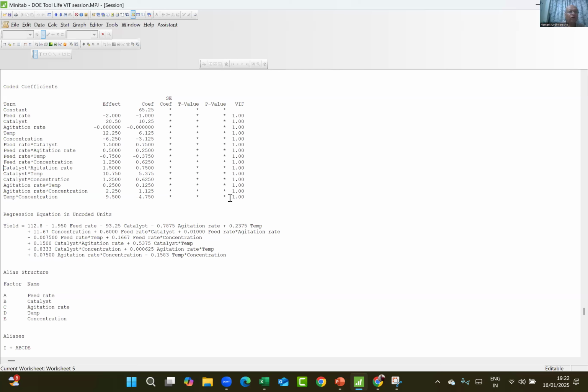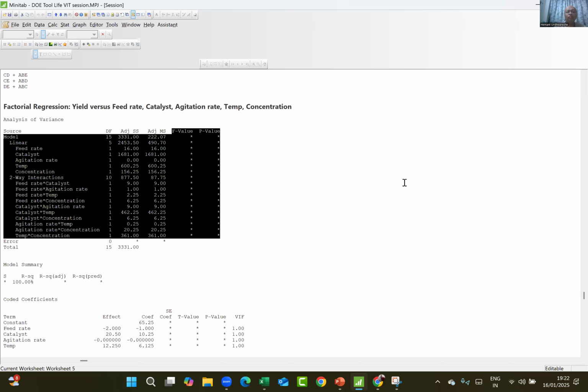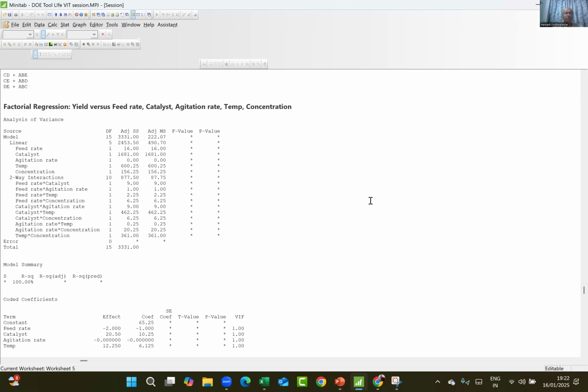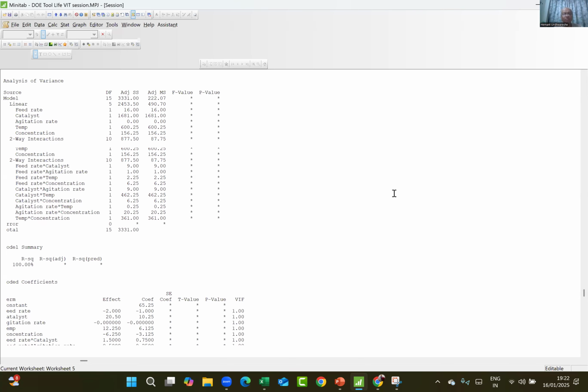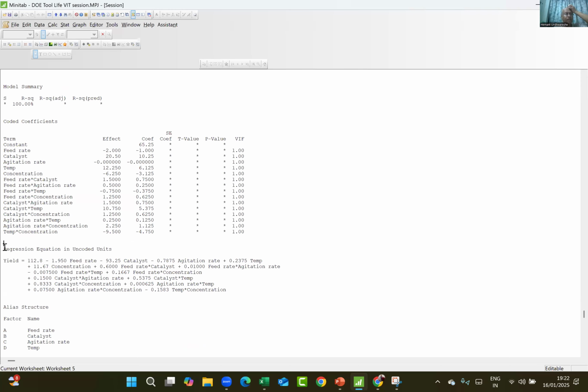So if you look at the effect, this is the ANOVA table, I'm sorry. The error term has 0 degrees of freedom here, and therefore the F value, F distribution and the P value of this are not calculated. But it uses some alternate method to estimate which effects are likely to be significant. Of course, it has given the regression equation for prediction.